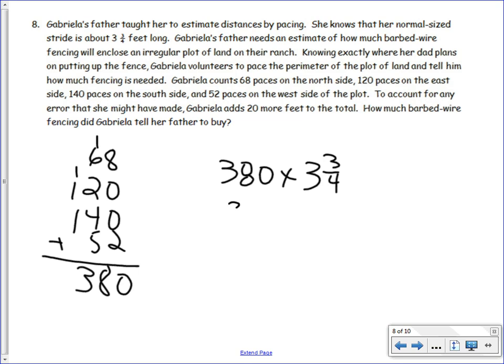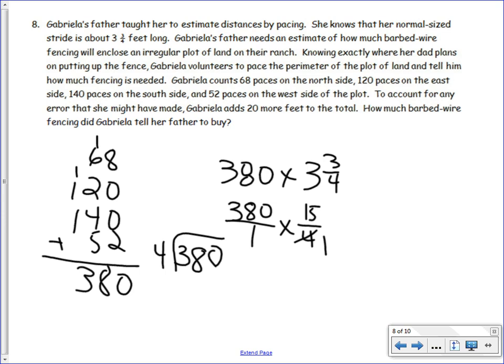To do that, I'm going to change them both to improper fractions. 4 times 3 is 12, plus 3 is 15. 380 and 4 can cross-reduce. 380 divided by 4, 4 goes into 38 9 times. So 38 minus 36 is 2. Bring down your 0. 4 goes into 20 5 times. So the 380 goes to 95.